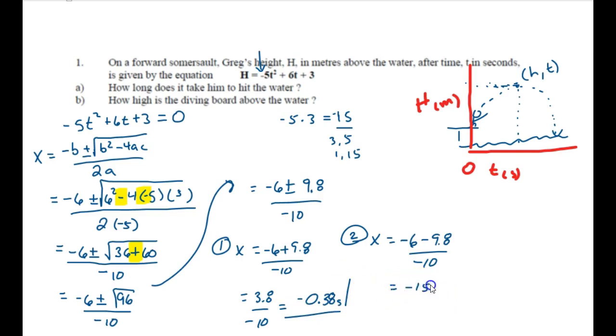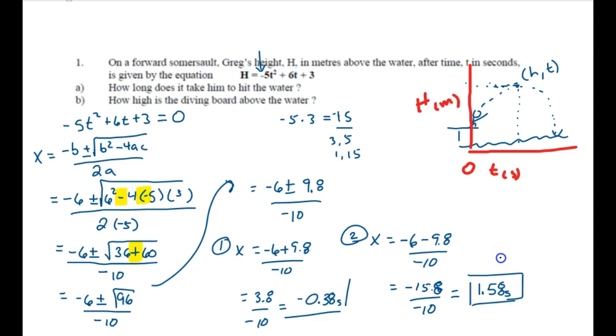This was -15.8 divided by -10. You fix that 8 there. And you get negative divided by negative, you get a positive 1.58 seconds. Now put the units in. Okay, this is a story question, so give it the context.